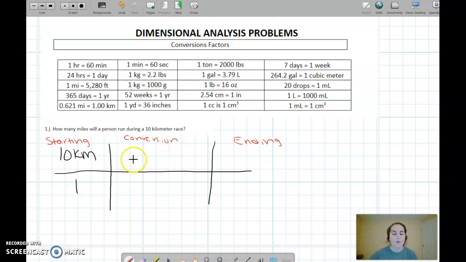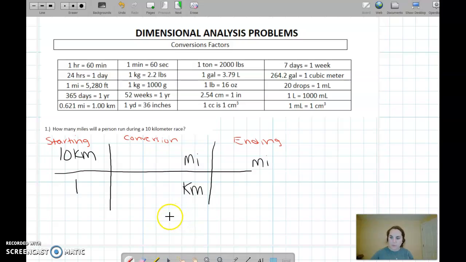For the conversion, I have to look up here at my conversion factors and choose something that is going to allow me to get miles in the end. I don't want anything on the bottom, I just want miles up at top. Looking at my conversion factors, I see this one. I need to write it in such a way that my kilometers cancel out, so I'll start by putting down my kilometers, and I know that I have to end up with miles.